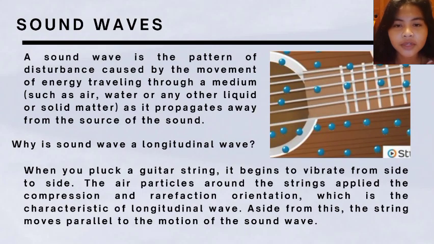Since we already know that sound waves and water waves are both elastic waves, and that they also have differences with each other in relation to their speed, their frequency, their behaviors, and the disturbances that created them, let us dig deeper into what these two are. So a sound wave is a pattern of disturbance caused by the movement of energy traveling through a medium as it propagates away from the source of the sound.